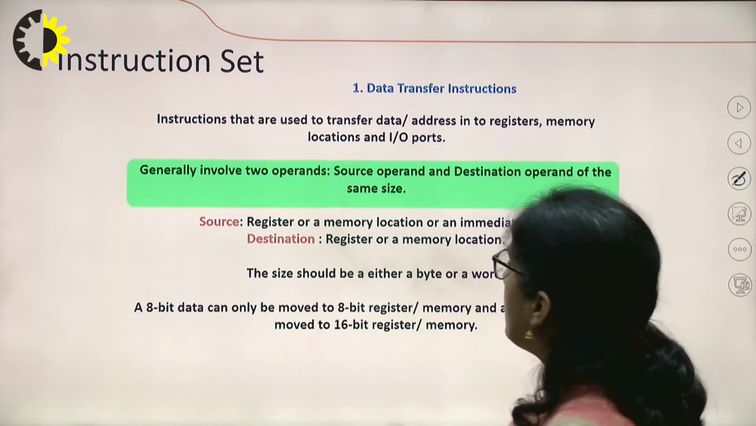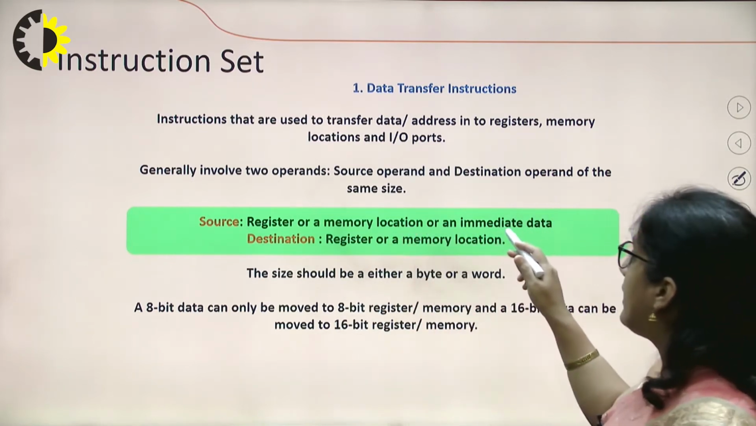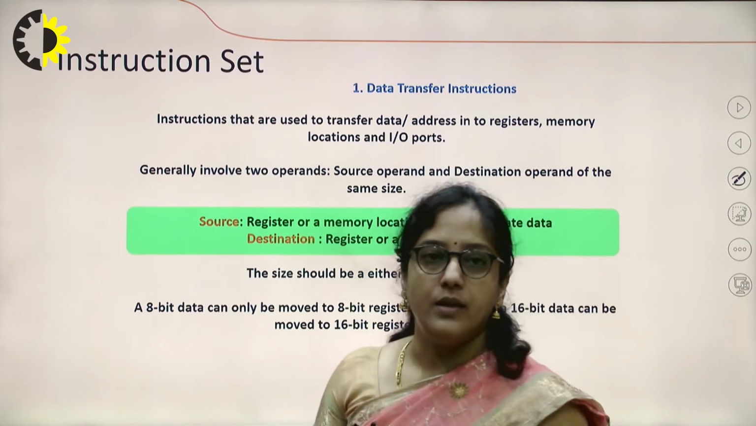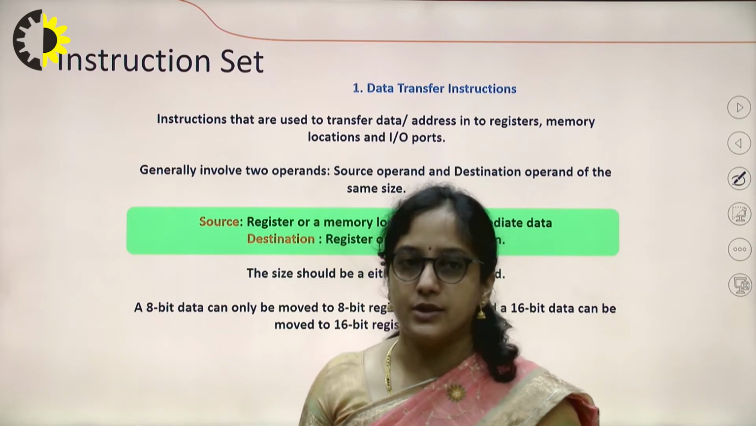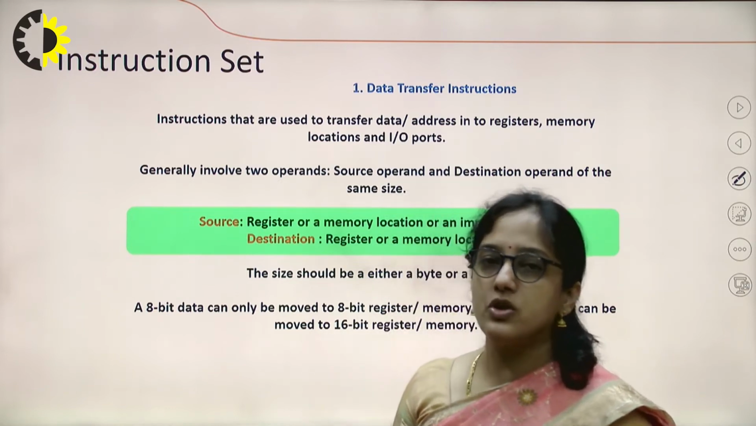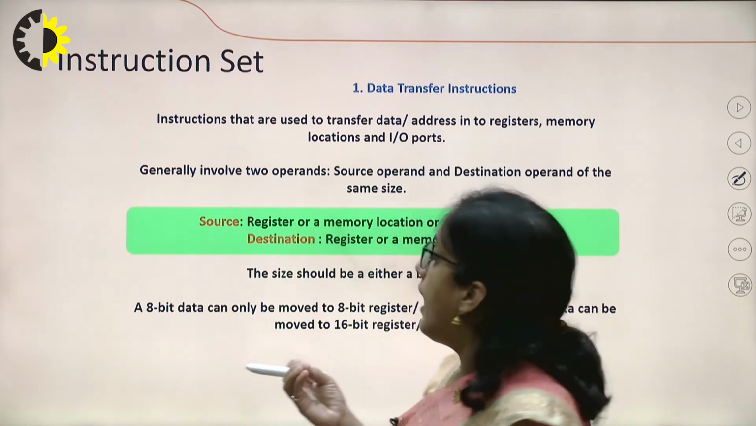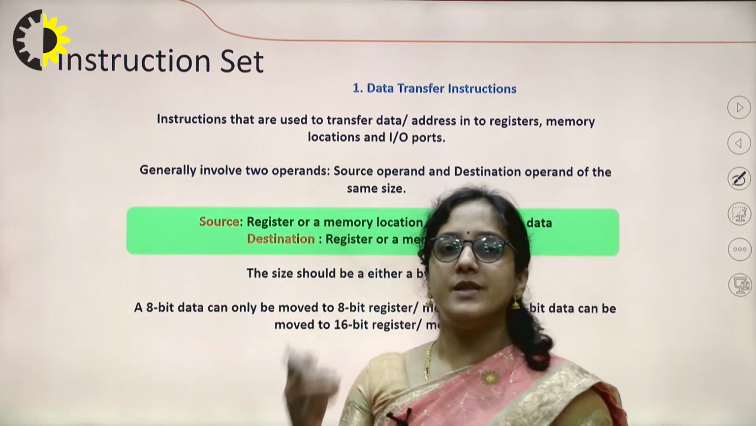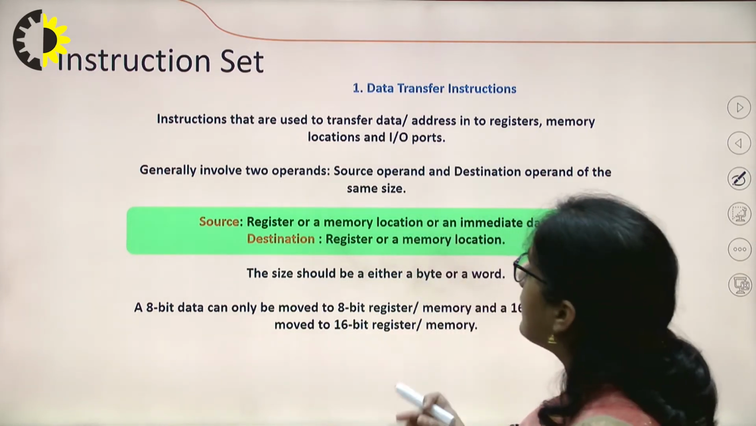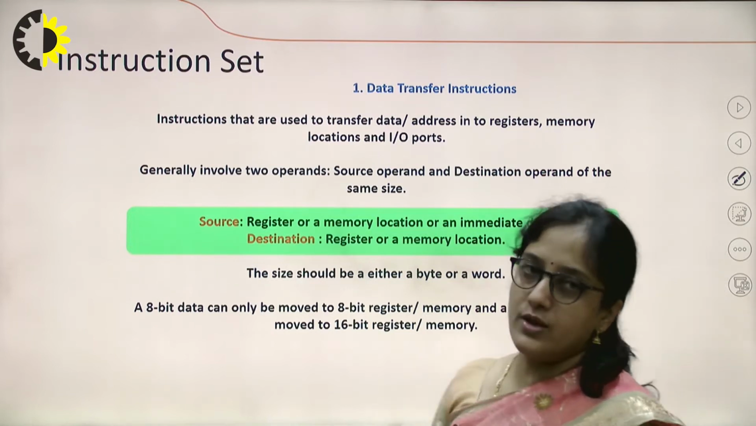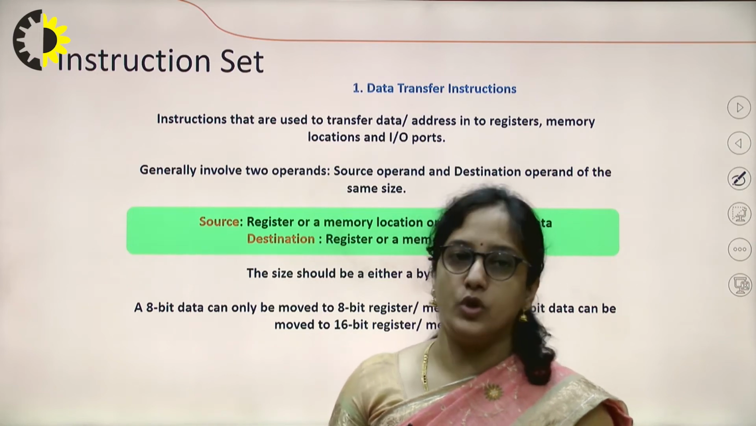The source may be a register, a memory location, or immediate data. So the source may be of 3 types. It may be a register, whether it is AX, BX or CX; a memory location, any location from the 1 megabyte of memory available to the 8086 microprocessor; or immediate data, where we specify the data in the instruction itself. In case of destination, we have only 2 options: one is a register, where we store the data, and the second is a memory location.